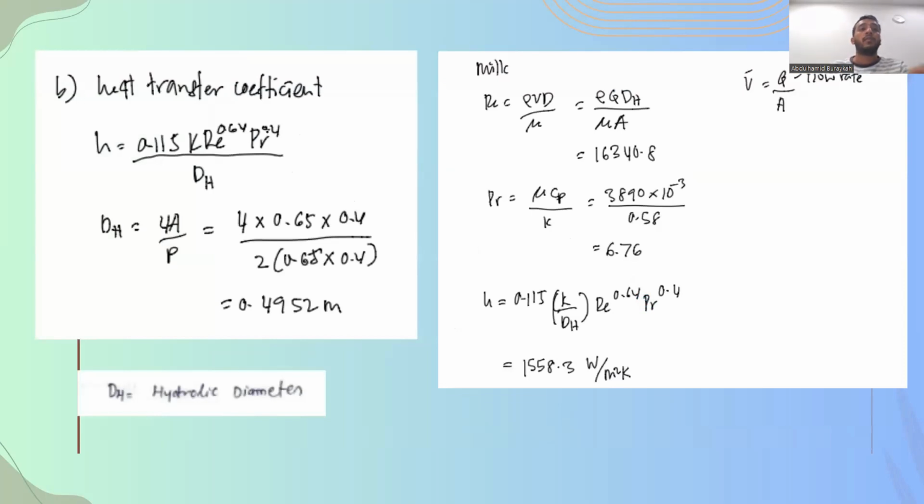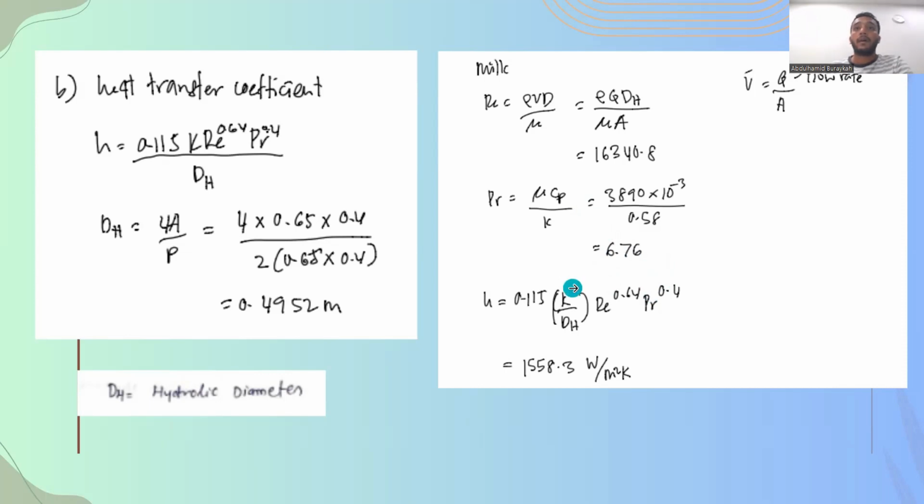After this, we need to find the heat transfer coefficient with the equation that has been provided in the question. First of all, what we are missing from the equation is the DH, the hydraulic diameter, and the Reynolds number, and also the Prandtl number. We need to find both of them to apply them in the equation. First of all, DH, the hydraulic diameter, equals 4A over P. After we substitute the values, we will get 0.4952 meter.